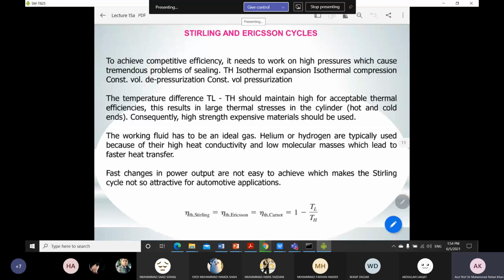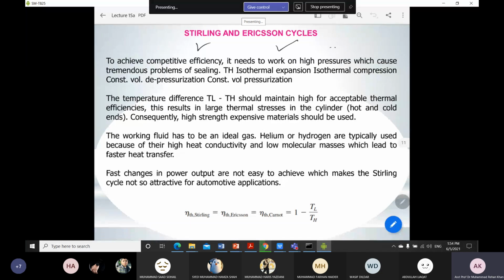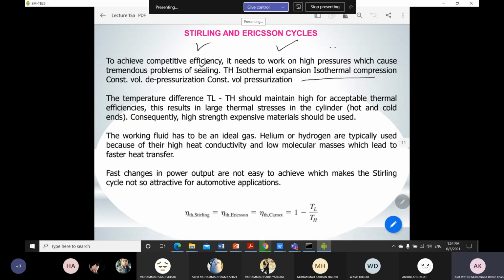Okay, so to achieve competitive efficiency, it needs to work at high pressure, which causes a tremendous problem of sealing. Okay, so this is the main issue why we are not going to build these types of Stirling and Ericsson cycles, because there are high pressures involved in them. Okay, so that will be the cause of the sealing problem. Okay, and then the isothermal expansion, isothermal compression, constant volume depressurization, and constant volume pressurization.